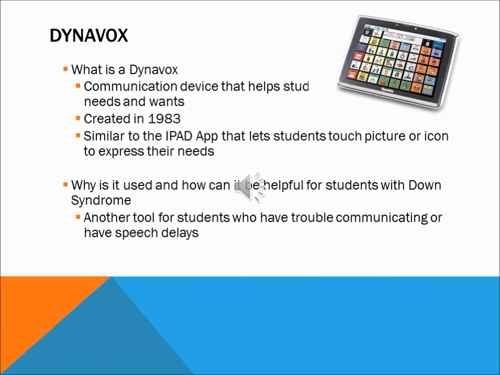Dynavoxes were created in 1983. They were one of the first communication devices out there that helped students express their needs and wants. It's similar to the iPod app that I was talking about earlier in that you touch the picture or icon to express your needs. So you would touch it and the Dynavox verbalizes it for you. Again, it's another really great tool for students with Down syndrome who have trouble communicating, who are nonverbal. So this is a great way to ease their frustrations and let them express themselves the way they need to.